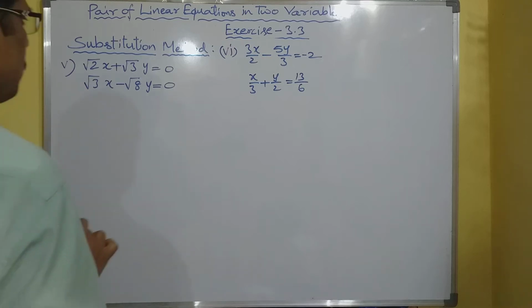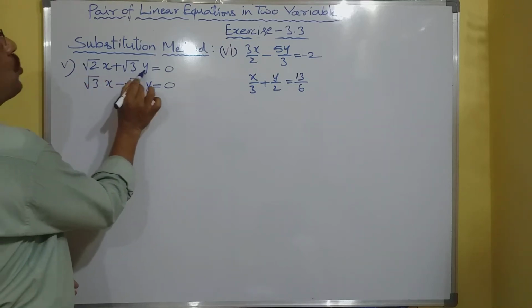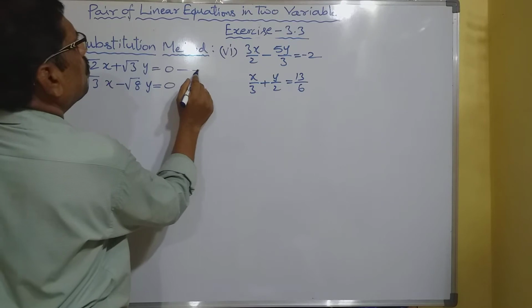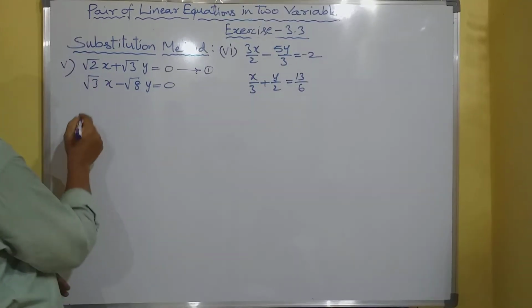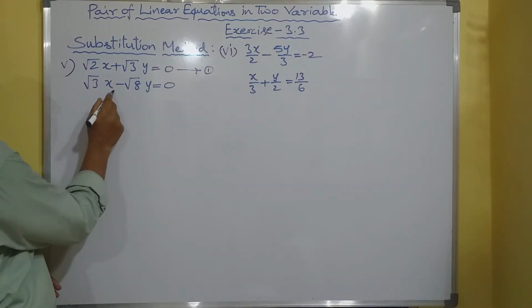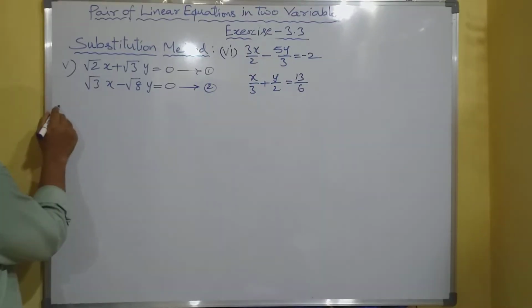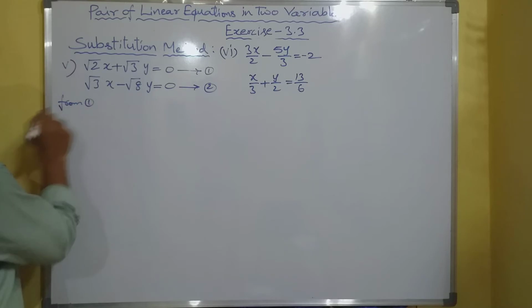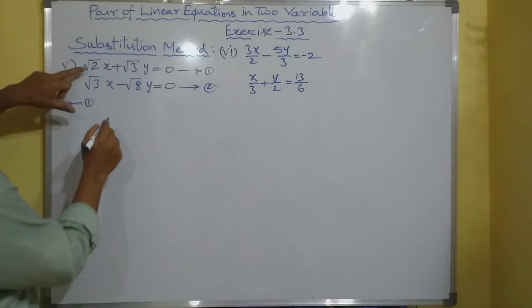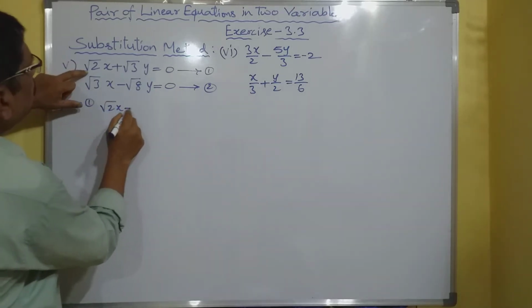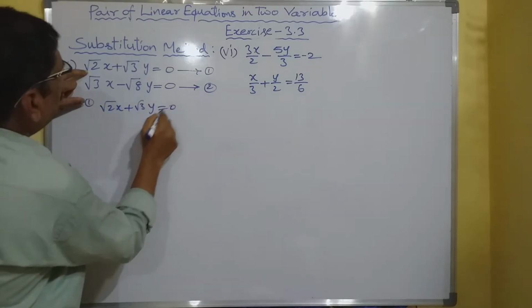The fifth problem: root 2 x plus root 3 y is equal to 0 is the first equation, and the second equation is root 3 x minus root 8 y is equal to 0. Now, from equation 1, what is the first equation? Root 2 x plus root 3 y is equal to 0.